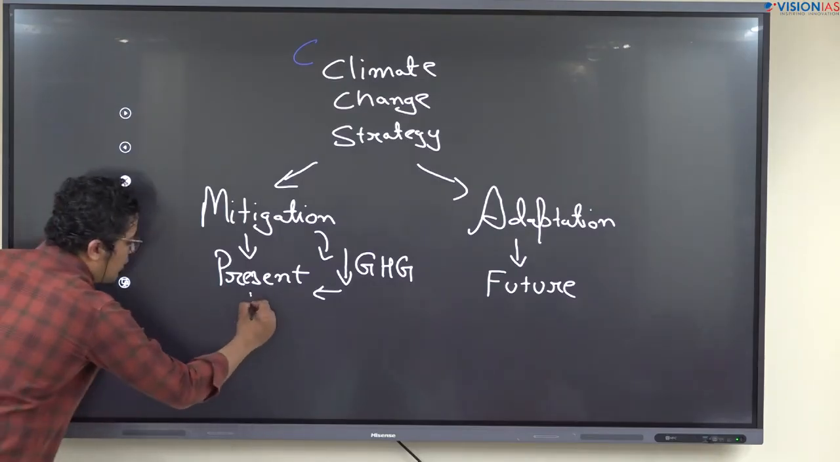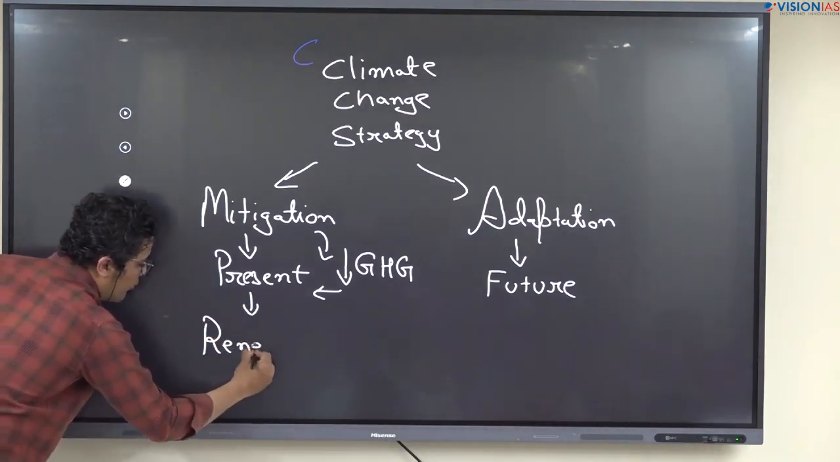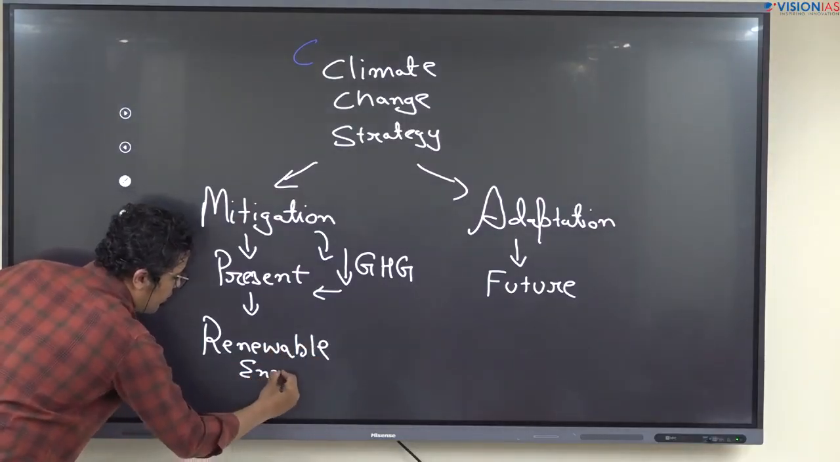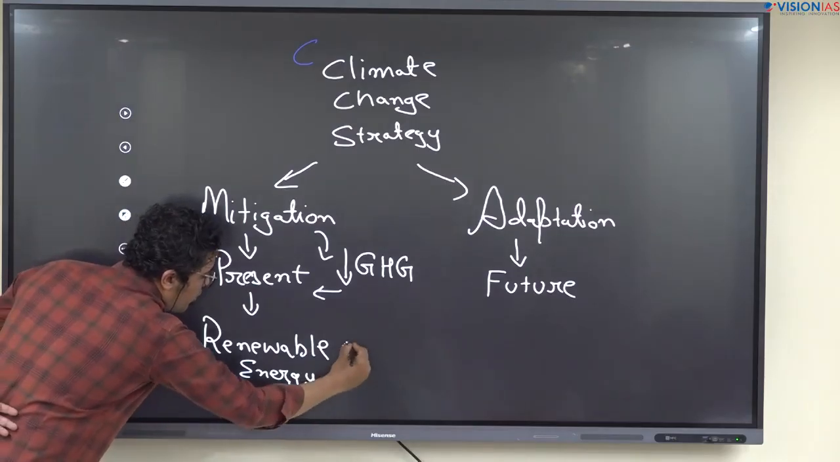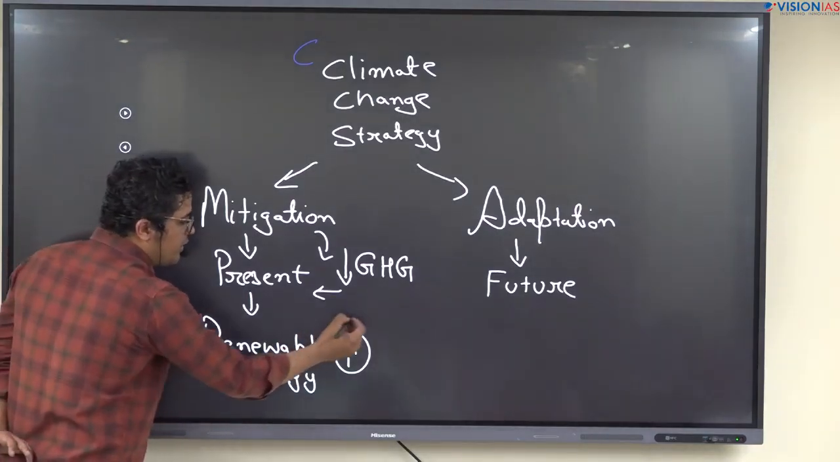Let's say you have increased the production of renewable energy. You are producing more and more renewable energy. So that you are doing at present. So renewable energy production you increase. What will happen?